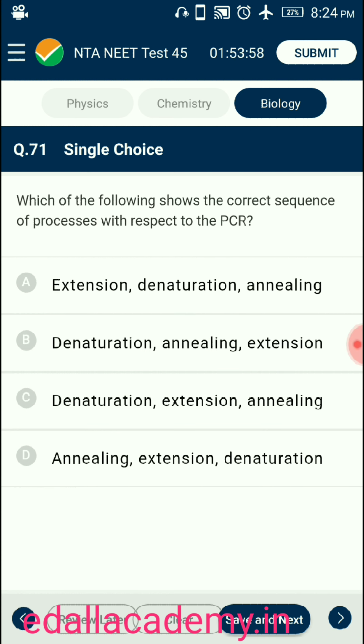Question number 71. Which of the following shows the correct sequence of processes with respect to the polymerase chain reaction? In this reaction, multiple copies of gene of interest are synthesized in vitro using two sets of primers and enzyme DNA polymerase. The enzyme extends the primers using the nucleotides provided in the reaction and the genomic DNA as a template. It involves denaturation of the DNA, attachment of primers called annealing, and extension by enzyme DNA polymerase. So the answer for this question is option B, extension.